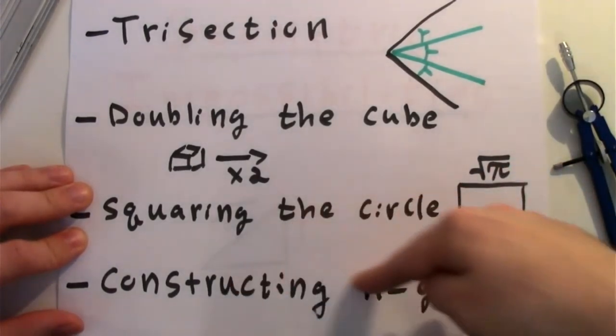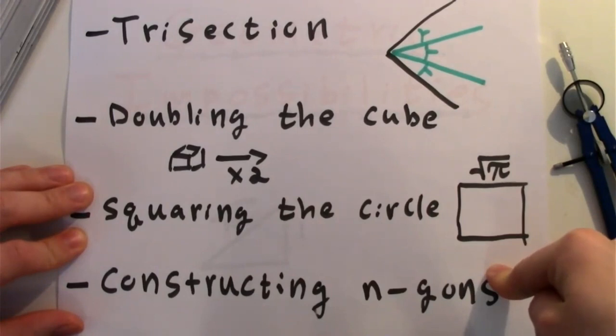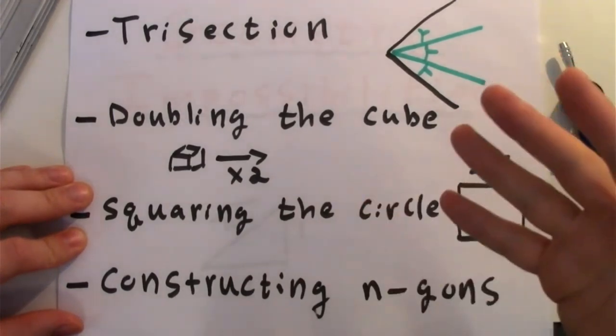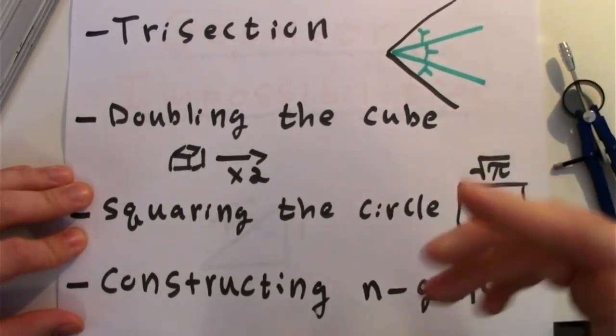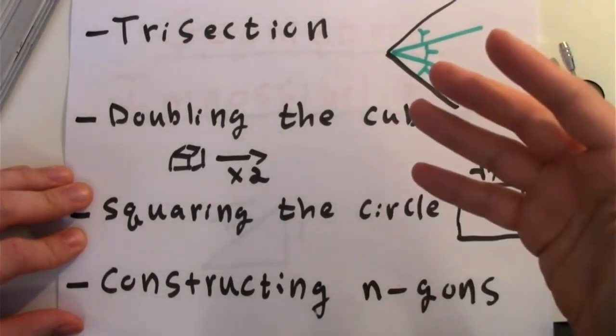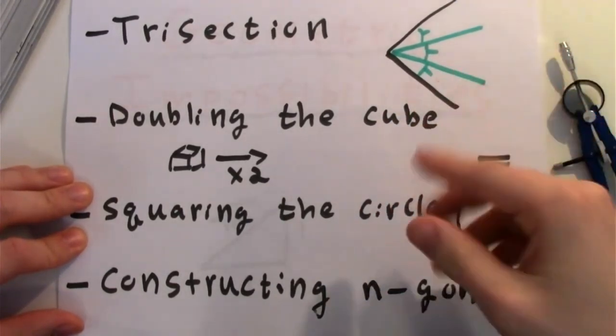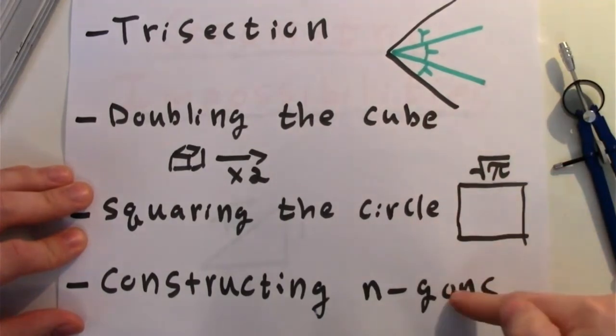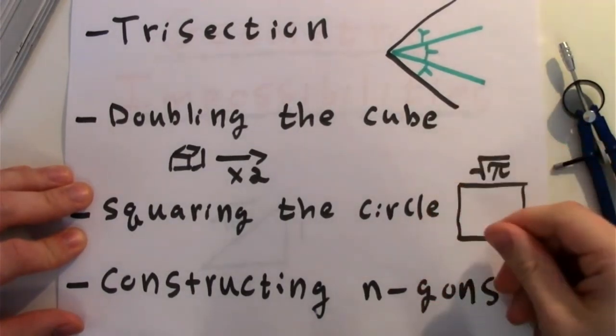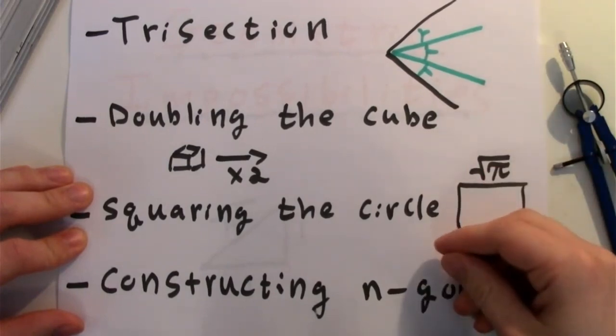And then the very interesting theory of constructing n-gons, specifically regular n-gons. So things like squares, pentagons, hexagons. Well, everything I just listed there is constructible, but for example, a 7-sided regular polygon is not constructible. So that's something we'll be taking a look at as well.